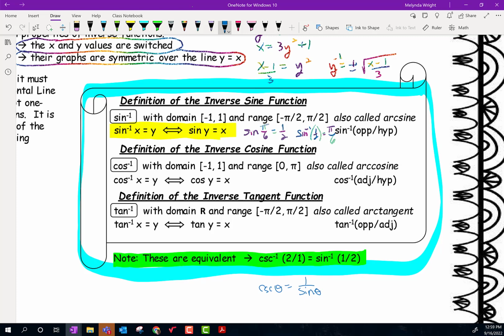Cosecant of 2 over 1 is the same as sine inverse of 1 over 2. We're not doing the reciprocal or flipping sine and cosecant upside down. We're actually flipping their arguments upside down. And that's just a fun fact, that those are the same. Those two values would give you the exact same value if you put those in your calculator. We're not going to be doing very much of that, but I just wanted to be sure to point out that that is certainly okay. That is a thing.